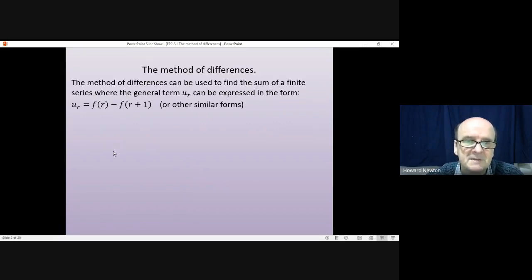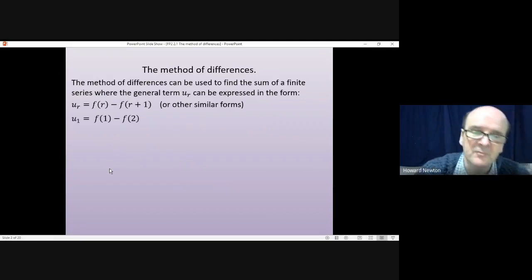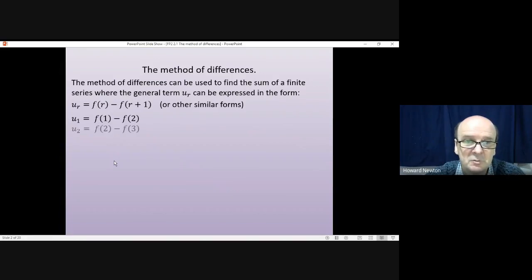So for instance, if r was equal to 1, you'd have u_1 is equal to f(1) take away f(2). If r was 2, you'd have u_2 is equal to f(2) take away f(3). If r was 3, we'd have u_3 is f(3) take away f(4), and so on, until we get to the second to last term, which would be u_(n-1) is equal to f(n-1) take away f(n). And then the last term, u_n, will equal f(n) take away f(n+1).